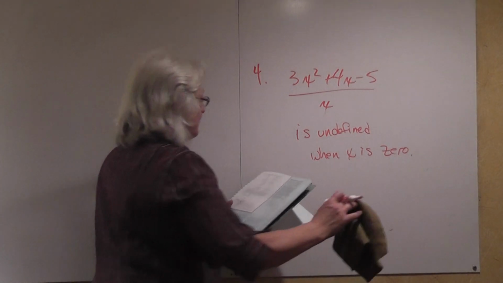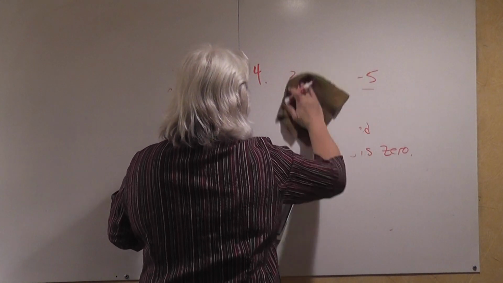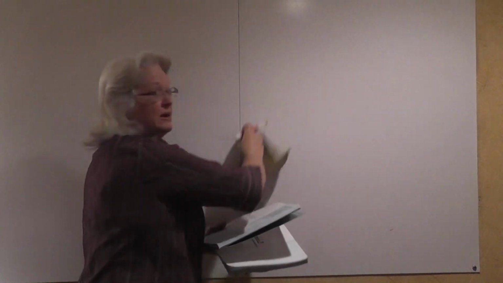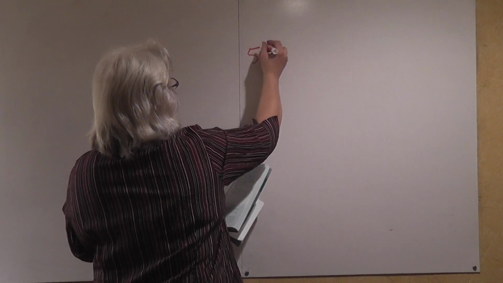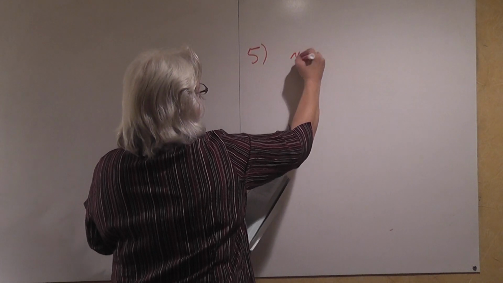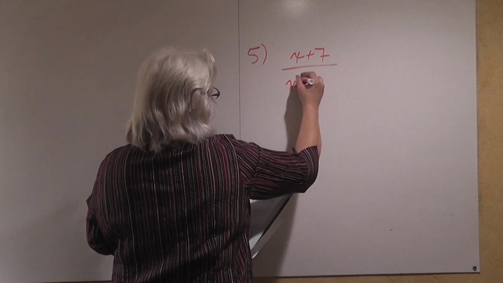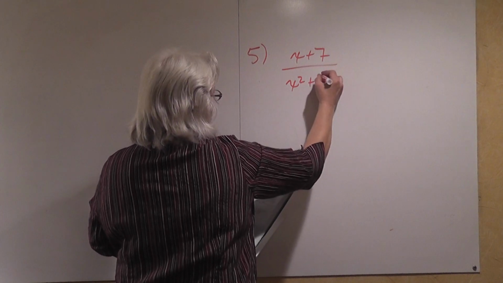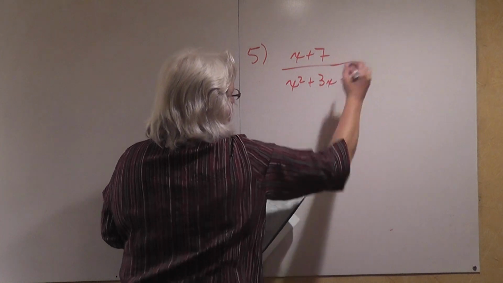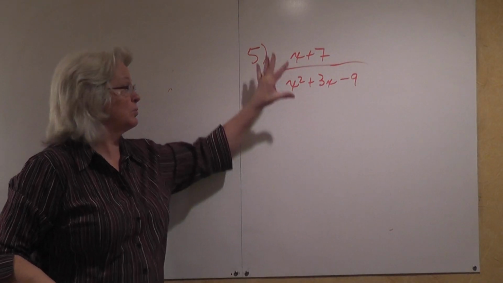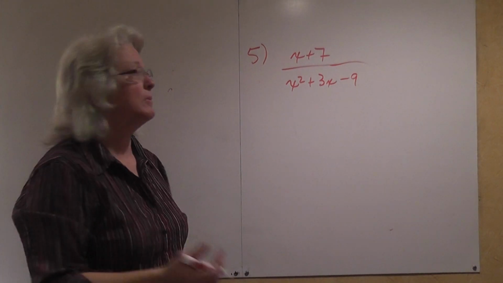Okay, number 5. x plus 7 divided by x squared plus 3x minus 9. Now it's getting a little bit more interesting here. How do we find the values for which this rational expression is undefined? You take the denominator and you make it equal to 0.